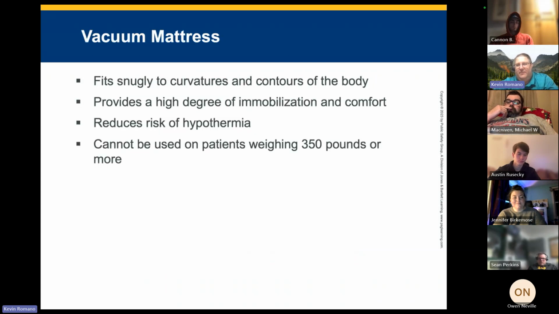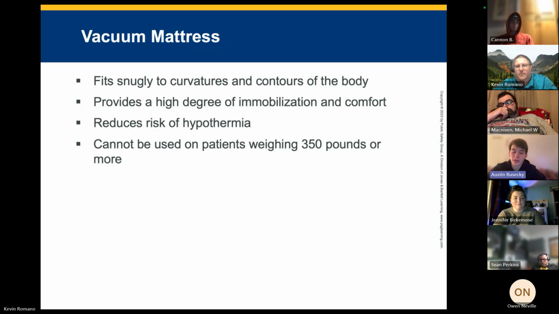The vacuum mattress, all right, this is the thing I was telling you about before. The vacuum mattress is here. It fits snugly to curvatures and contours of the body. I haven't seen many of these on the East Coast. A lot of the research that I've done shows they use them out west. Why it hasn't made its way over here, I don't know. But it reduces hypothermia and provides a high degree of immobilization and comfort. Literally, it's a vacuum splint, but a full body splint.